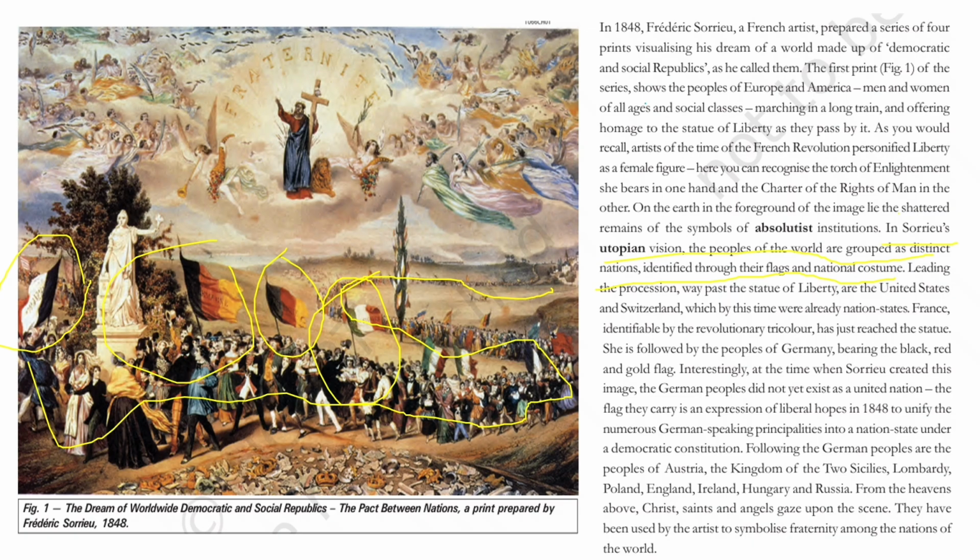So people are grouped into distinct nations, but how do we differentiate that they are from distinct nations? They are holding their flags, and the national costumes are different from what one group of nation is wearing to another group of nation. That's another important and very creative way of thinking of how a world should exist. Let's go ahead with the further part of Sorio's print.